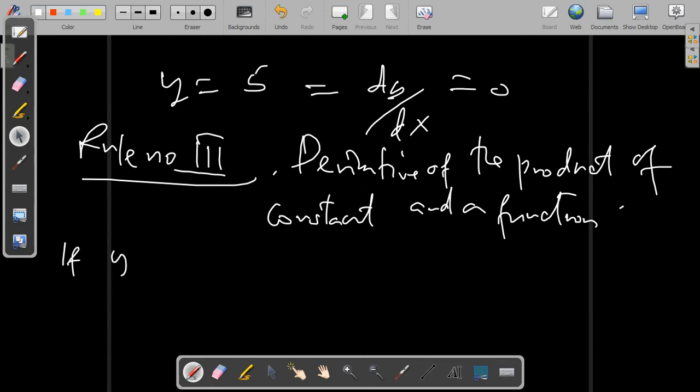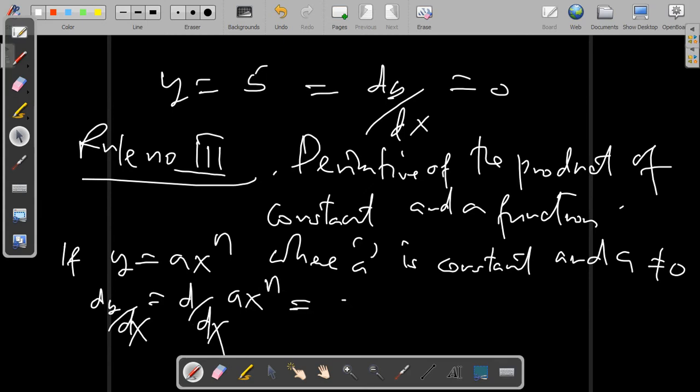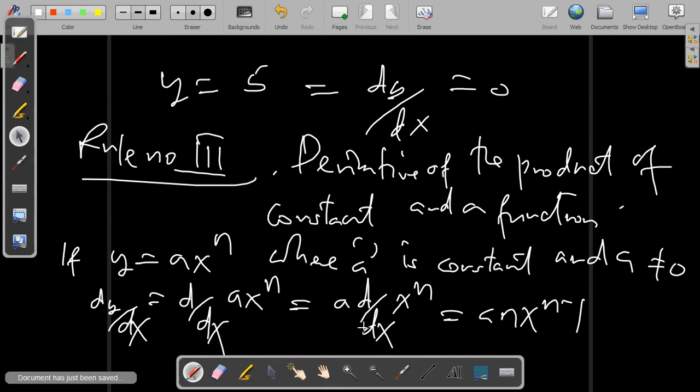For example, if y is equal to a x raised to the power of n, whereby a is a constant and a is not equal to 0, our function here will be dy over dx is equal to d over dx of a x raised to the power of n, which is equal to a times n x raised to the power of n minus 1, as you observe.